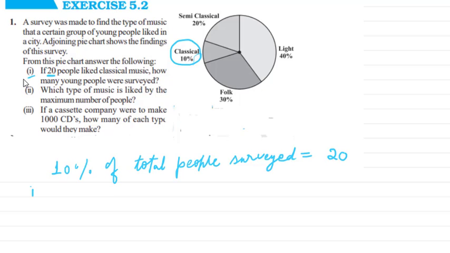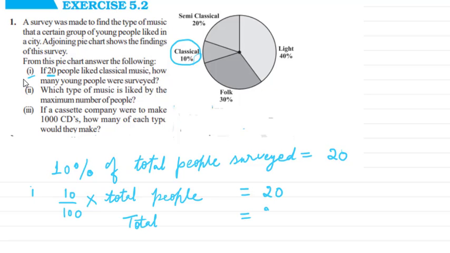It is given in the question that there are 20 people who like classical music, and classical music is liked by 10%. So you can say that 10% of total people surveyed is equal to 20. So total people will be 20 into 10, which gives you 200. So the total persons surveyed will be 200, and that is the answer of the first part.